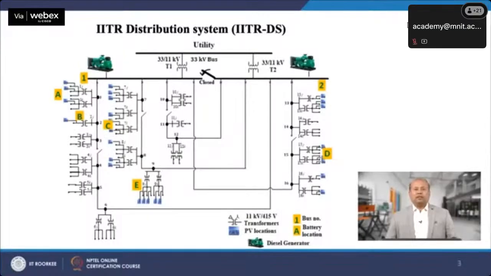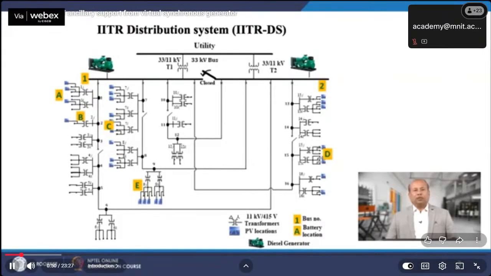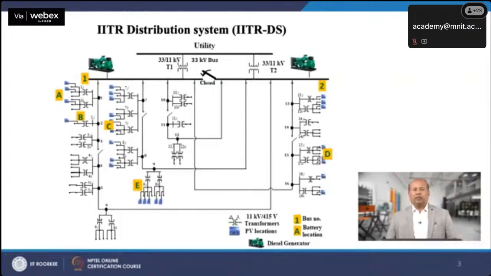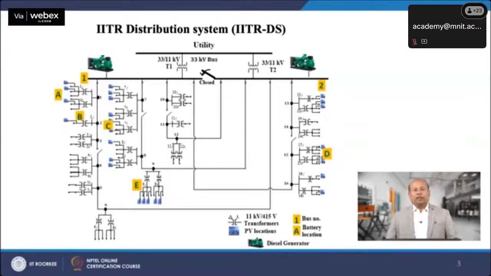The main topic today is the demonstration of energy support from a virtual synchronous generator. The PHIL study will be demonstrated over the IIT Roorkee distribution system, that is IIT-RDS. Conventionally, the IIT Roorkee distribution system is fed from the utility at 33 kV, which is further stepped down to 11 kV.